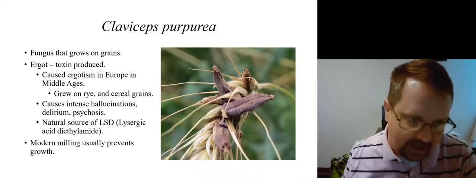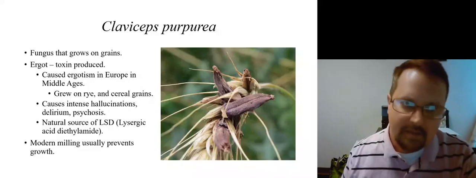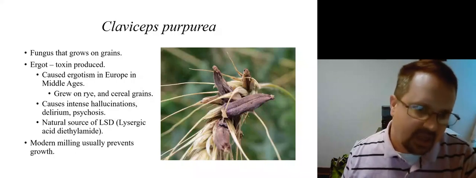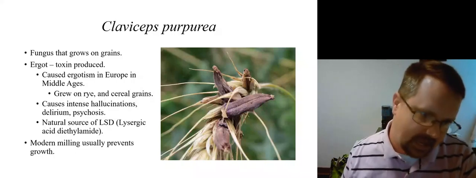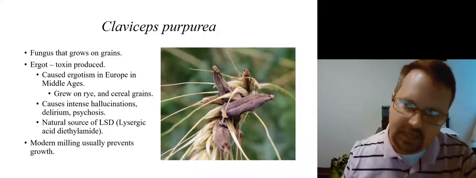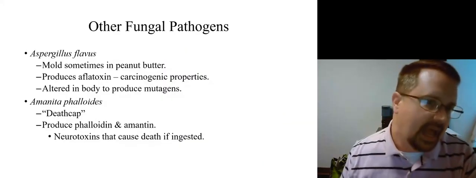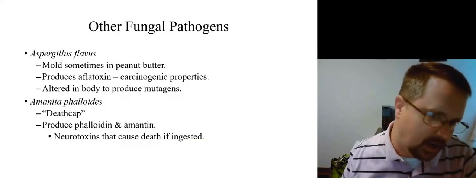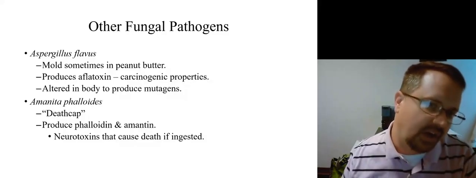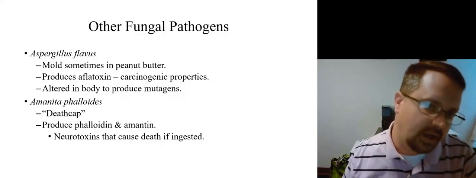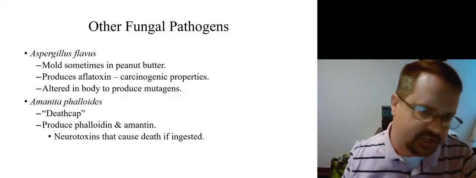It grew on rye, for example, cereal grains. People made bread out of it. They ate it, and they got a little high. It's a natural source for LSD. Modern milling usually prevents this, but people back in the old days would get it. Aspergillus flavus is a mold that sometimes grows in peanut butter. It produces what's called an aflatoxin. It's carcinogenic. It can alter the body and produce mutations.